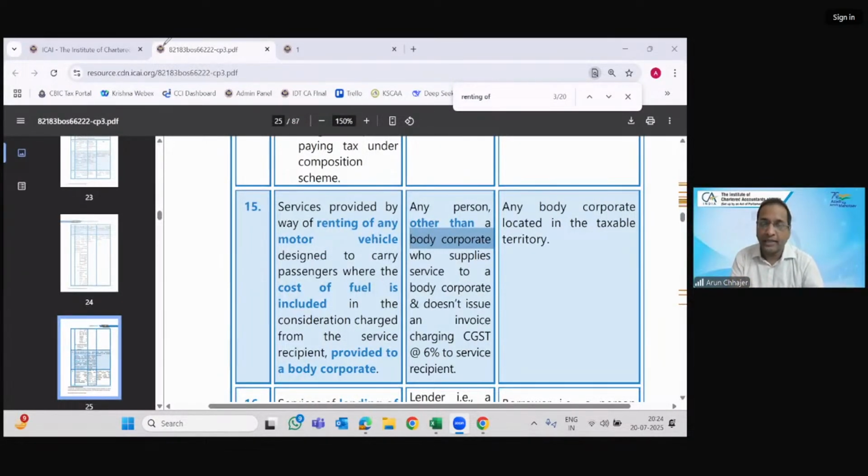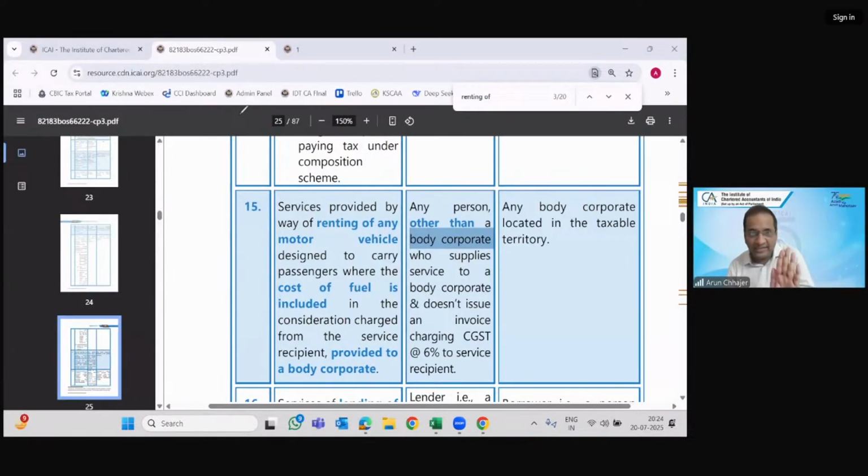Now, if it is not under RCM, can I say that it will be under FCM? If it is not RCM, it will be under FCM, right? Fine. Tell me one thing: can I provide the service up to 20 lakh or 40 lakh without taking the registration? Can I provide the service or goods below the threshold limit without taking the registration?